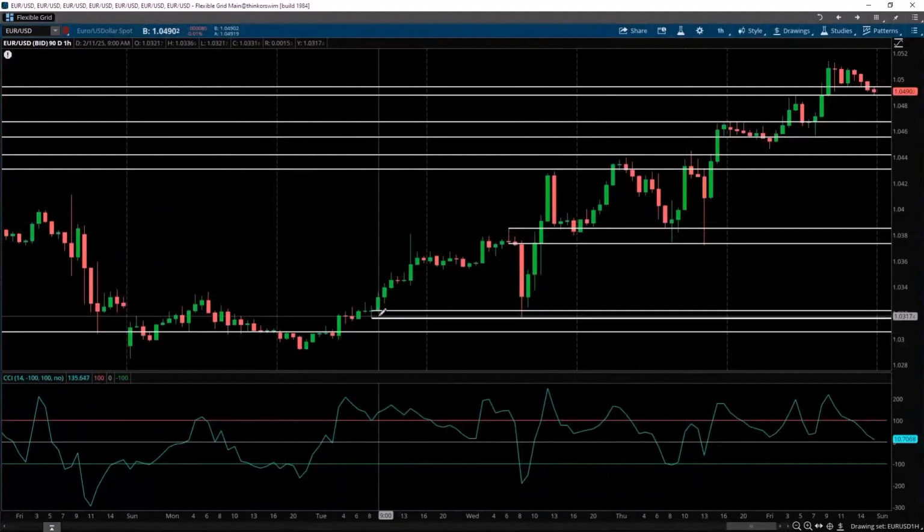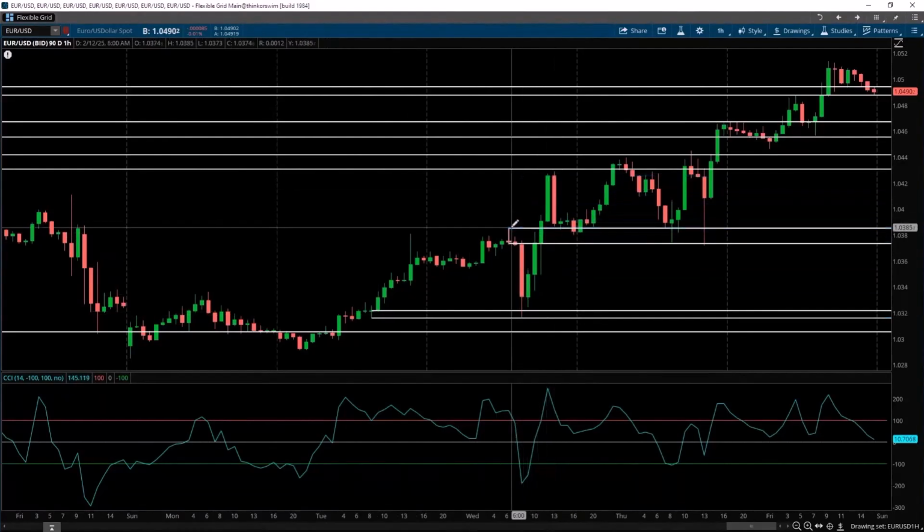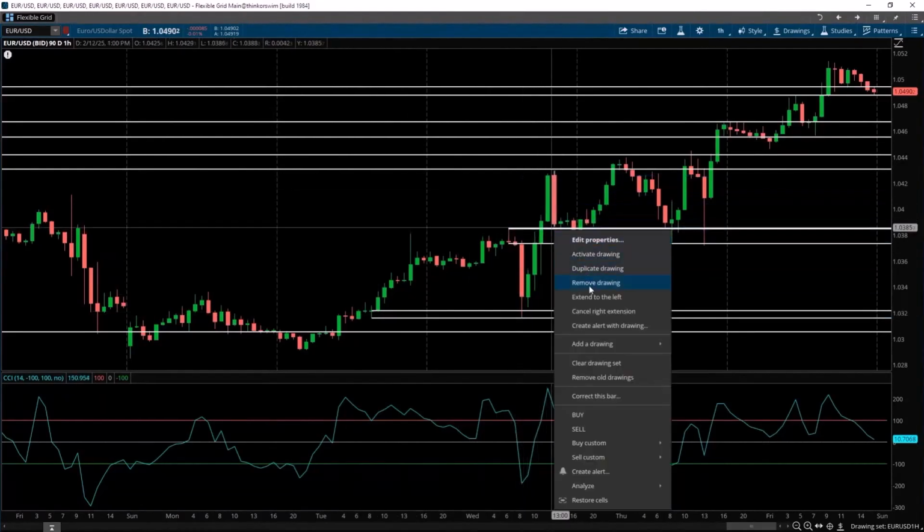And you can see these levels. Look at where it stopped here. Look at that. And then we broke above this. This becomes demand here.